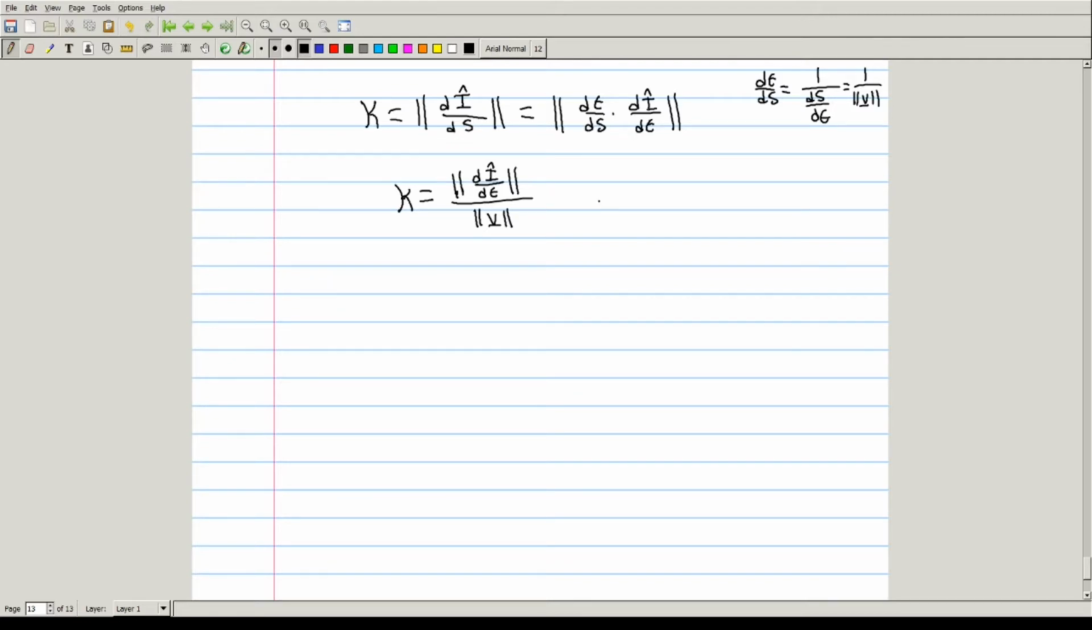Or, to express this in a slightly different way, we have that the magnitude of d t hat/dt is equal to the curvature k. Remember, this is a function of the parameter t in this case now, times the magnitude of the velocity vector, which is also a function of t.